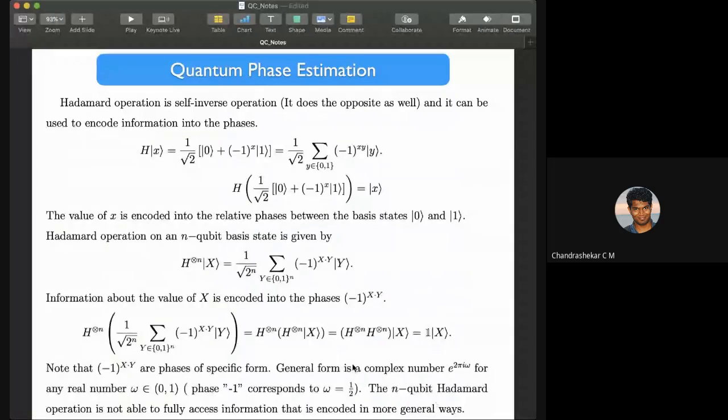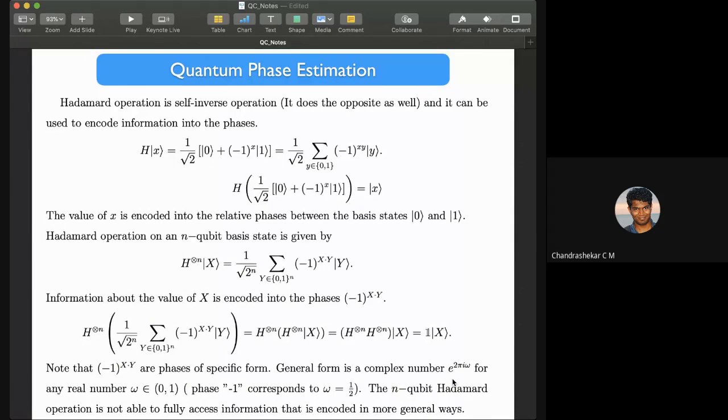So the n qubit Hadamard operation is not able to fully access information that is encoded in a more general way. What I'm trying to say here is, we took the Hadamard operator here and we are trying to get the information of the phase x to the power here. All that it is saying is you are going to get -1 to the power of x dot y as information. It restricts you from saying whether your omega is 0 or 1, which corresponds to specific binary values. It can't estimate any general value of omega. For that, you can't use Hadamard, you need to use some other operation. That's what it means. It only tells you -1 or +1.